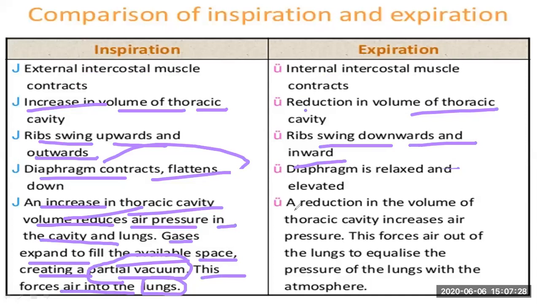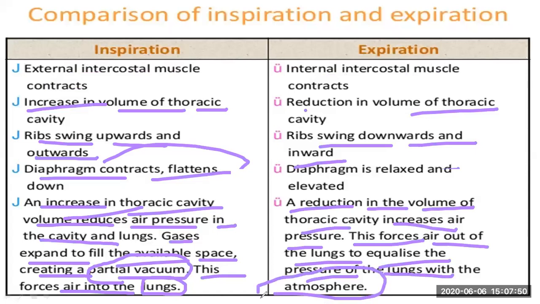In case of expiration, a reduction in the volume of the thoracic cavity increases air pressure, and now what will happen? Outside, in the atmosphere, the pressure is less, and inside the alveoli there is a large volume of air. So this forces air out of the lungs to equalize the pressure of the lungs with the atmosphere, to remove the foul air. So during expiration, the removal of foul air takes place.